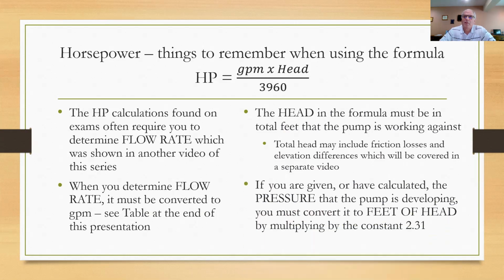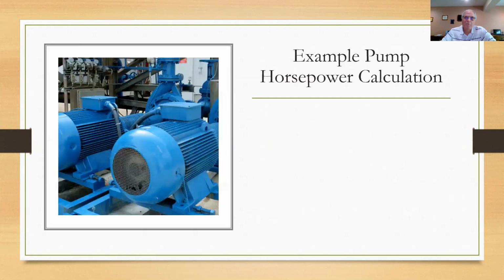If you are given or you have calculated on your exam problem a pressure rather than head in feet, you must convert that pressure to feet of head, excuse me, by multiplying by the constant 2.31. Of course, you can go to the end of the chapter here to get that. So let's do a couple of simple problems.